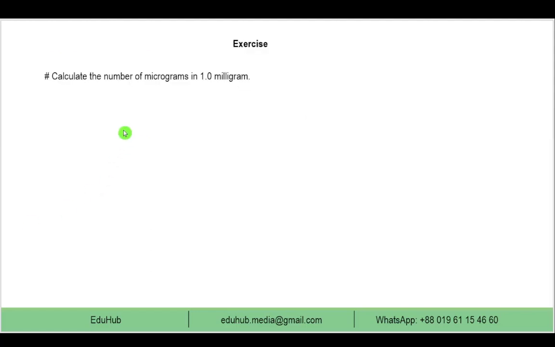The first problem is calculate the number of micrograms in 1 milligram. I think all of you can remember the previous day's lecture where I taught the multiples and submultiples. So in submultiples, we told you that the milligram is 1 by 1000 times of gram, and microgram is 1 by 10 to the power 6 times of gram.